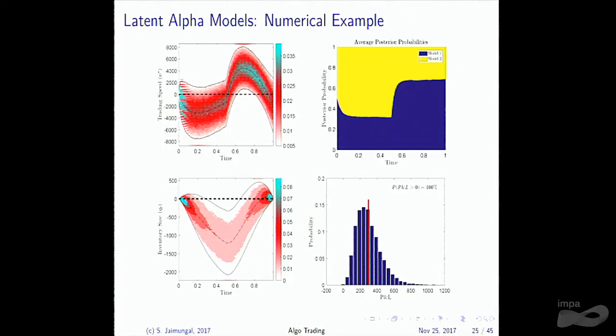However, we still find this here, showing the heat map of the posterior of the two estimators. So it correctly predicted that it's going to be most likely in the up regime early on and then switch to the down regime later.